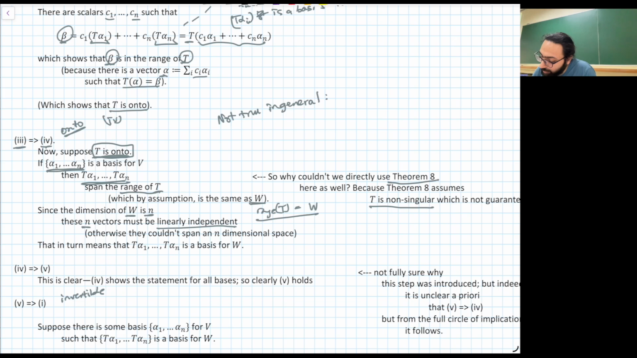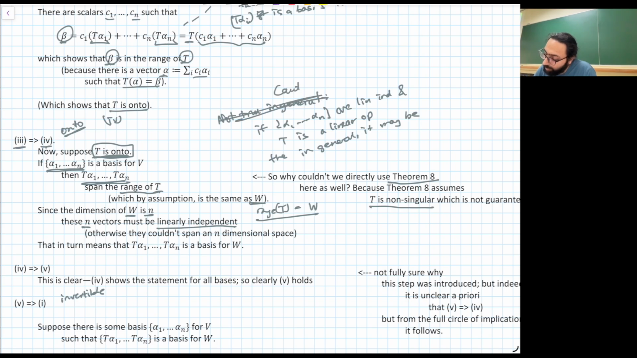So the statement that if alpha 1 to alpha n are linearly independent, and T is a linear operator, then in general, I'll just write a caution here: maybe T alpha 1 to T alpha n are not linearly independent.